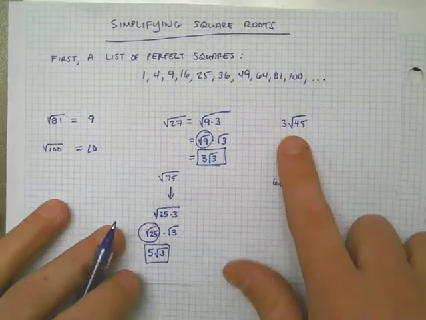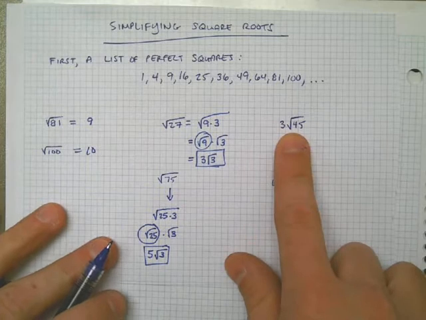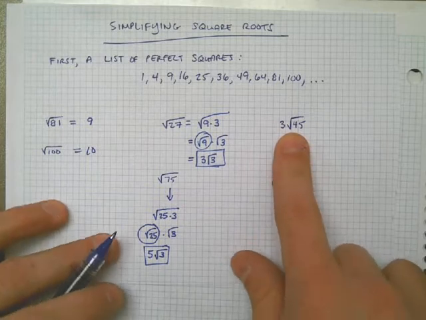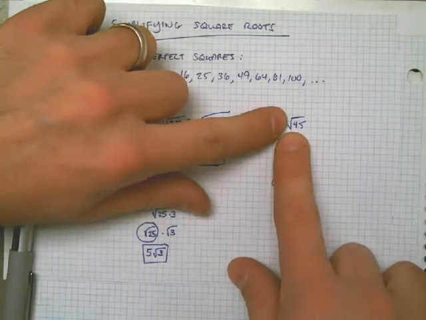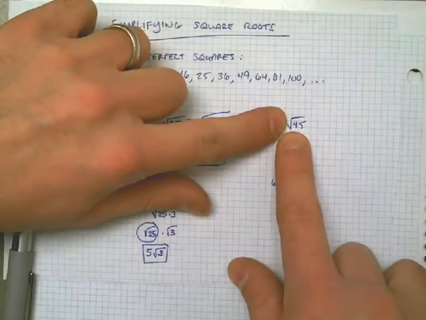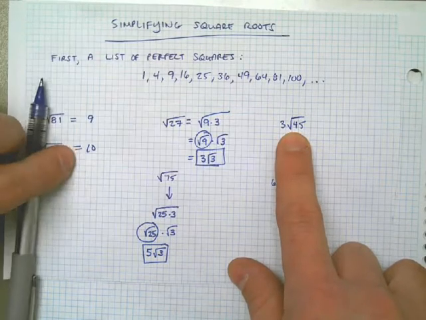Now every once in a while you might see something like this where they actually throw in a number outside the square root to begin with. And I want you to understand that that's actually not that complicated of a problem. What we're going to do is attack this first. Let's figure out what the square root of 45 is first. And at the very end, we're going to multiply our answer by 3. That's all it is. It's 3 times the square root of 45.